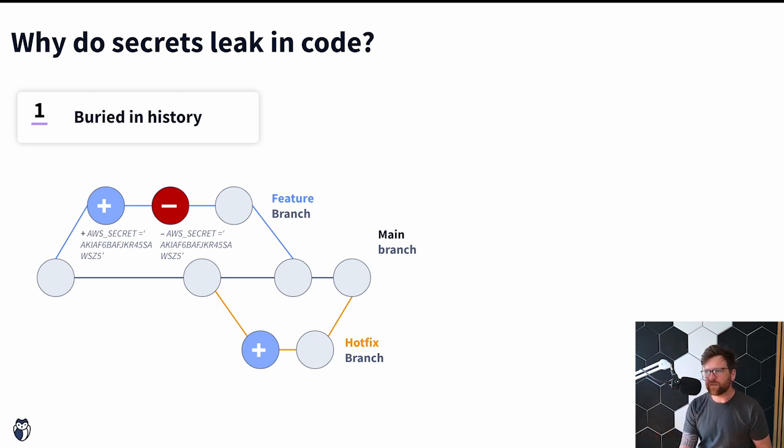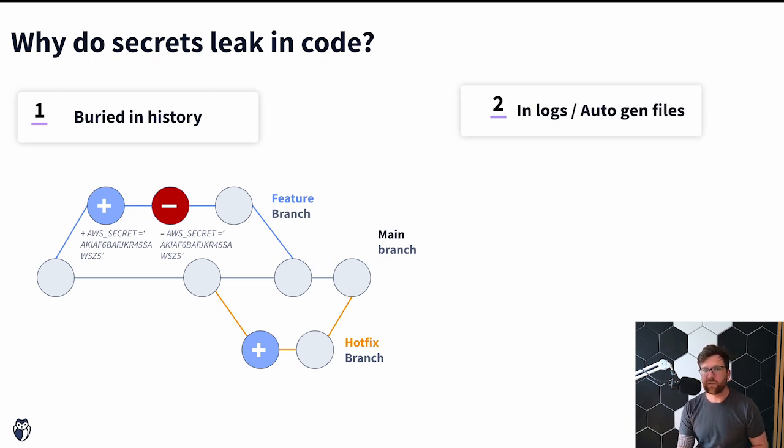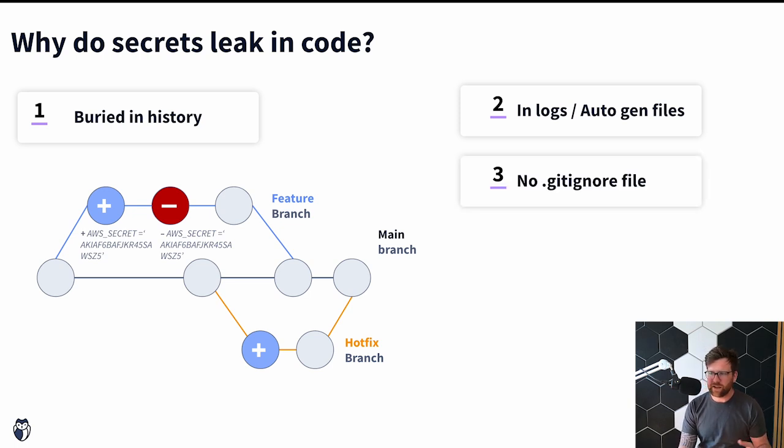And it makes it really difficult to find. There are some other reasons too. In logs or auto-generated files, often a debug log will have a printout of the environment variables in it. Guess what those environment variables are? Often they're secrets. You will have things like no .gitignore in your Git repository, and that means if you have temporary files, for example, a secrets.txt, or those log files, they'll end up inside them.